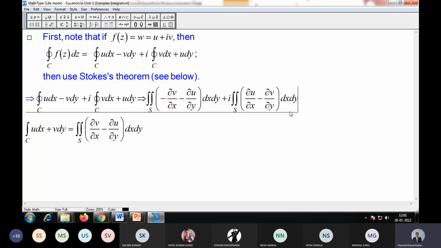Since f(z) is analytic, its real and imaginary parts will be continuous and have first partial derivatives and will satisfy the CR equation. Since they have continuous derivatives, we can use Green's theorem, and they satisfy the CR equation. It means del v by del x is minus del u by del y. So this term will be 0. Similarly, del u by del x equals del v by del y. So this term will become 0. So the whole thing is going to become 0, and the result will come 0.